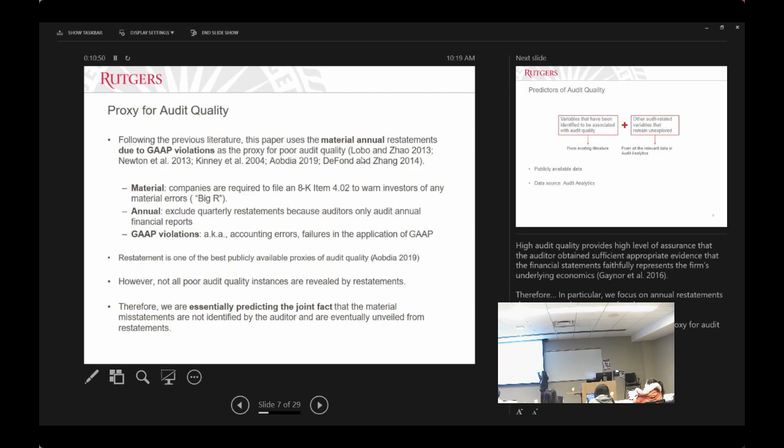Some people also call this type of restatement big R. So first of all, this type of restatement has to be material. And second, the financial reports that have been restated have to be annual reports, because the auditors only need to audit the annual report. If the annual report has been restated, then it indicates a more serious problem. So in this research, we exclude quarterly restatements. And for the reasons of restatement, we focus on GAAP violations, because the auditors are responsible for identifying the issues that violate GAAP. These criteria are all selected from the existing literature, and you can find a lot of research that uses this proxy for audit quality.